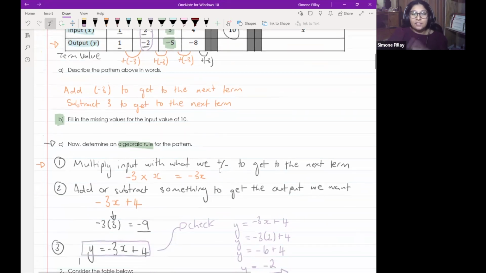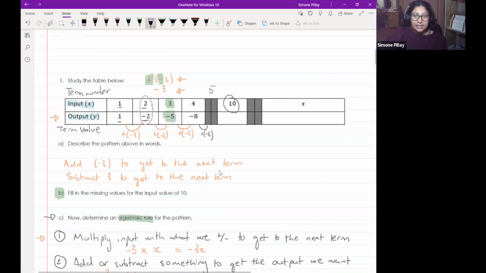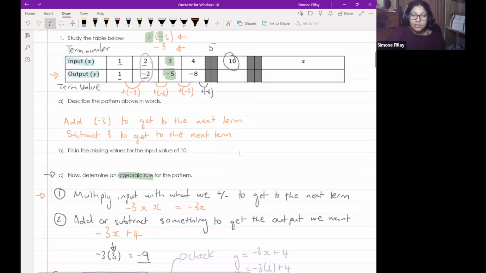Okay, so now that we have this algebraic rule, why I wanted us to skip B is let's look at how easy it makes this question for us. It says fill in the missing values for the input value of 10. Once I have my equation, all I do is I put the input value into my equation, and I can get my answer. And somebody tell me, what do you get when you put this into your calculator? When you just multiply out, what do you get? Negative 3.